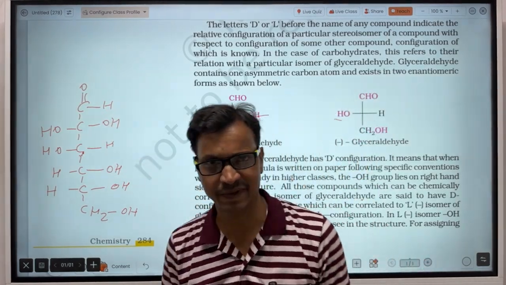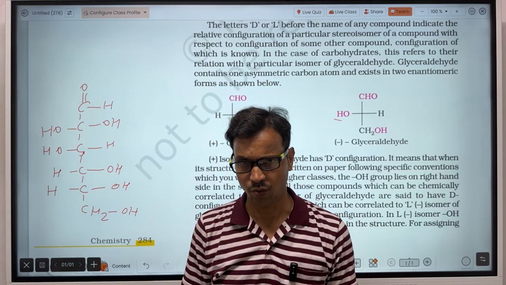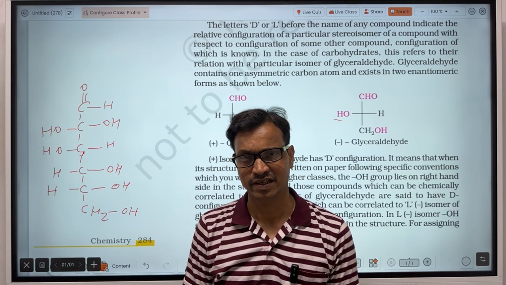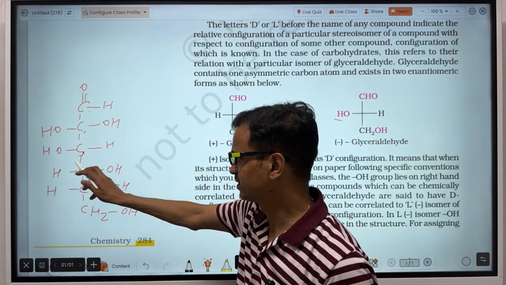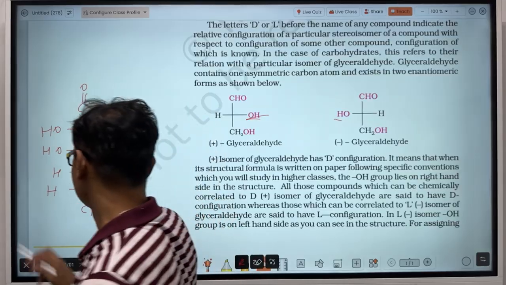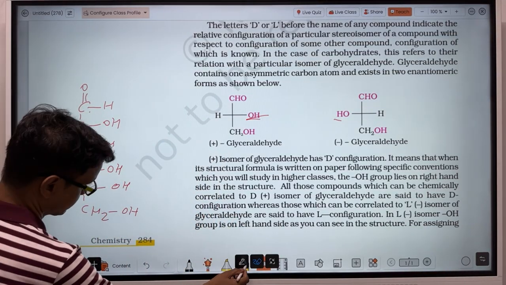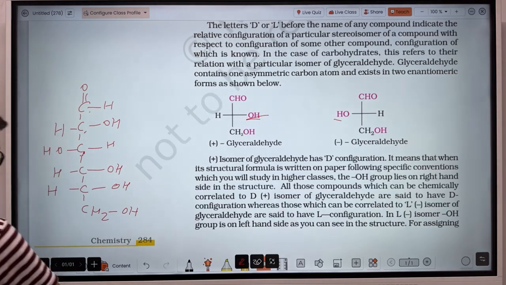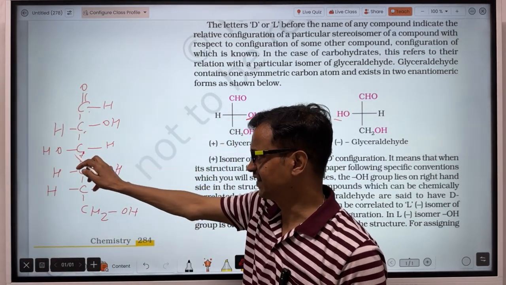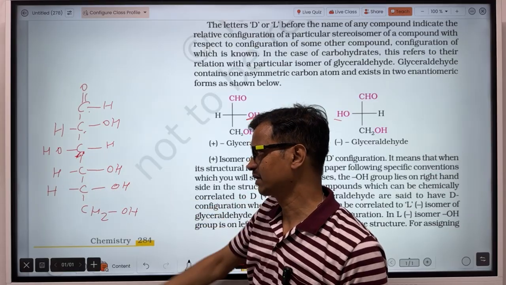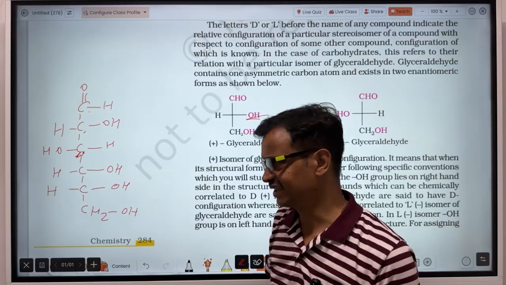So you will have to keep in mind, only when you draw the structure, that in glucose the OH group will be towards the left hand side only at the third carbon atom. First, second, and it is this. Oh, sorry guys, here I have written OH. It will not be OH, it will be hydrogen. Okay, so the OH group will be towards the left hand side only at the third carbon atom, and in the other remaining carbon atoms the OH group will be towards the right hand side.